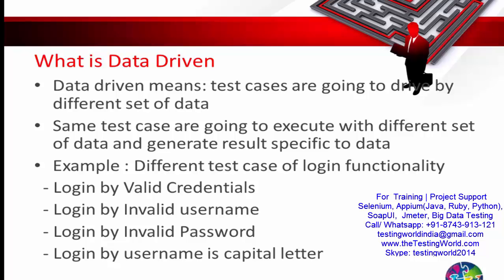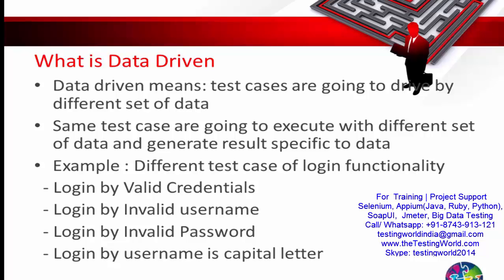But if we talk about automation, how are we going to automate this functionality? We have two options. One option is that we create one automation test case for each scenario. For valid credentials, it's one test case. For invalid credentials, a second test case. For username in capital letters, a third test case. So it might be possible you have to create 10 or 12 test cases.